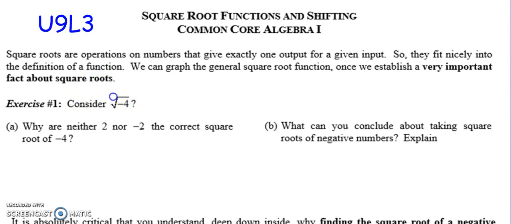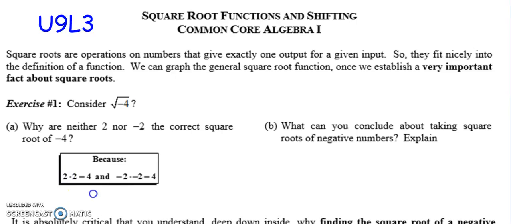And it starts with this here. So consider the square root of -4. Why are neither 2 nor -2 the correct square roots of -4? So think about that. Is 2 the square root of -4? Is -2 the square root of -4? Well, you should know that 2 times 2 is positive 4, and -2 times -2 is positive 4. And remember, the whole concept of a square root is that you have to have the same number being multiplied, but the only way to get a negative number is to have a negative times a positive. So this basically is an impossible task right here.